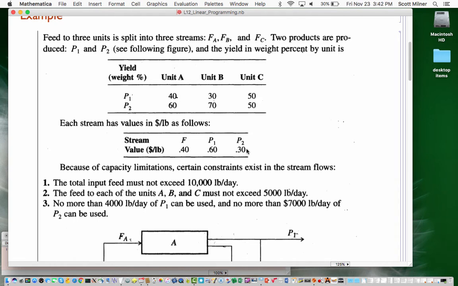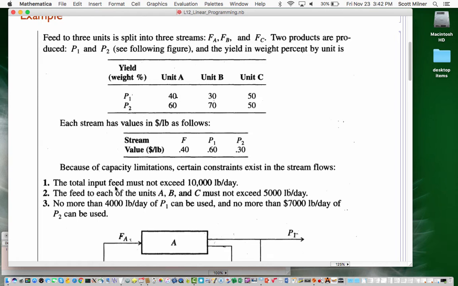So you can imagine that you might want to feed first the unit that produces the most P1, and feed those units that produce less of the P1 and more of the P2 with lower priority. So that's the qualitative expectation. How can we find that out?